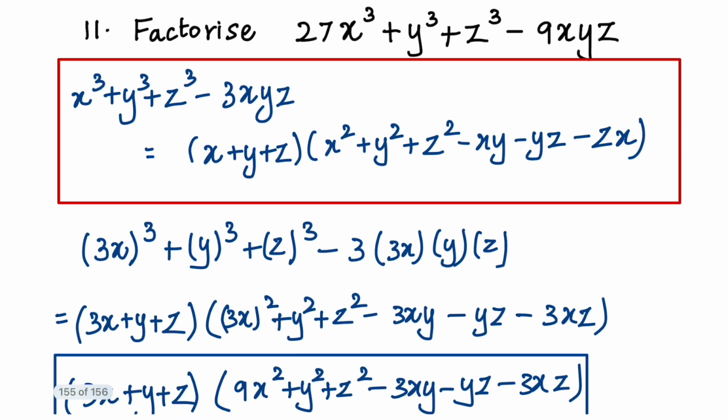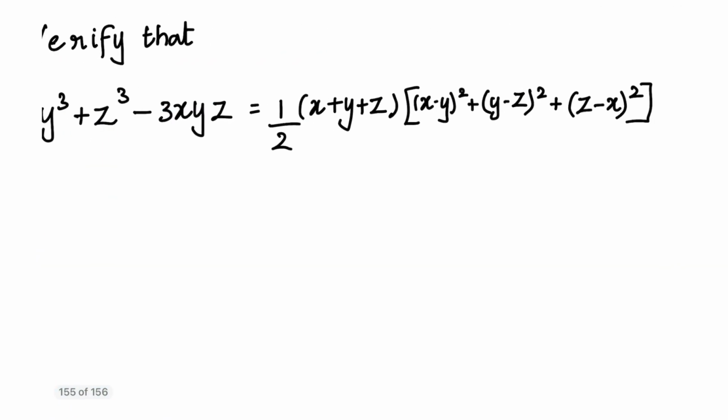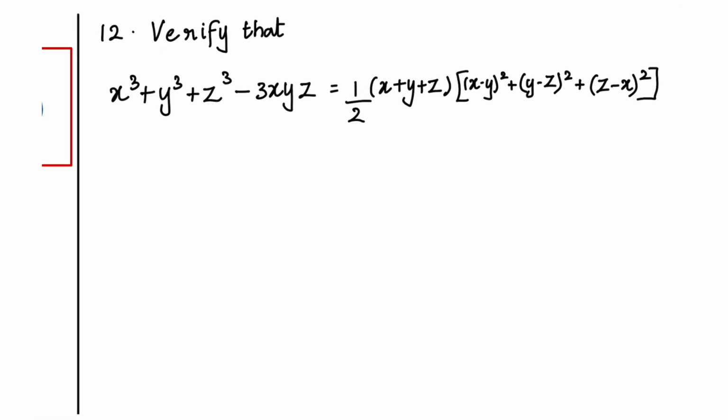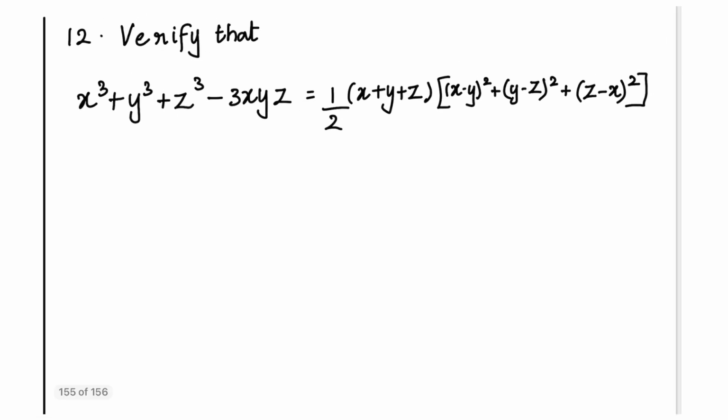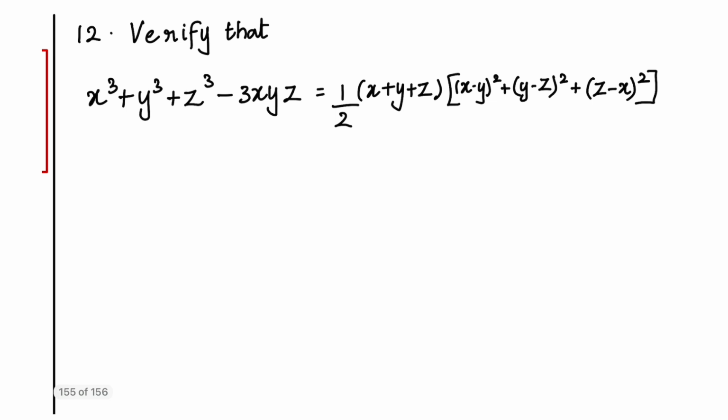We have solved this factorize question. Moving over to the next question. This is very similar and it uses the same identity, but instead of factorizing, they want you to verify if x cube plus y cube plus z cube minus 3xyz is equal to half of x plus y plus z into x minus y the whole squared plus y minus z the whole squared plus z minus x the whole squared. You're supposed to verify this.